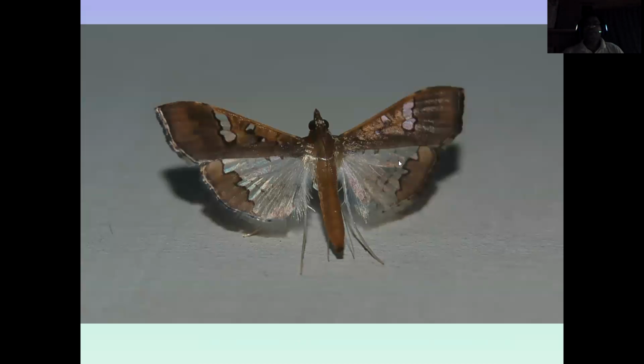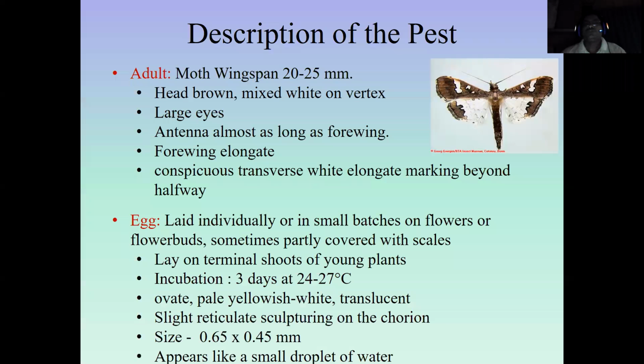You can easily identify it because this is a very active adult. When you are rearing the larva, you will learn how these behave, because it's like a jet flight. It will fly very fast. So for the identification of the adult moths, the wingspan is 20 to 25 millimeter. You can also easily identify them based on only two color mixes, the brown and the white.